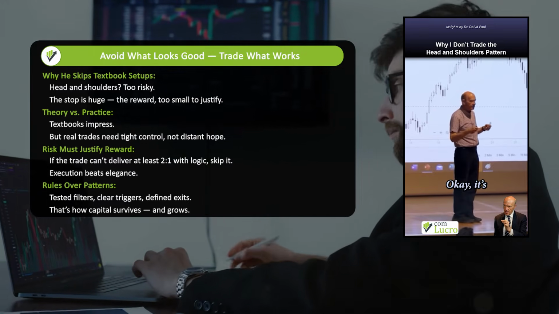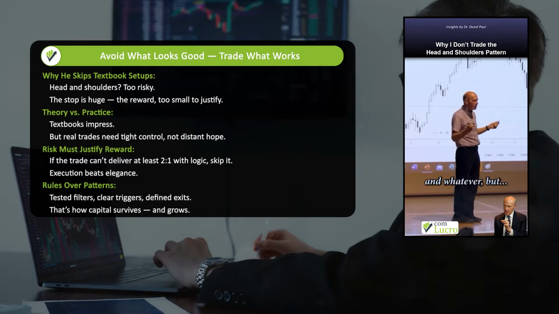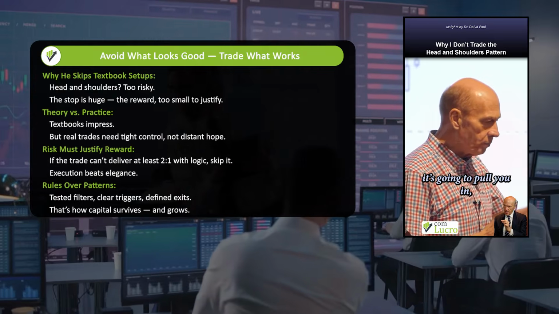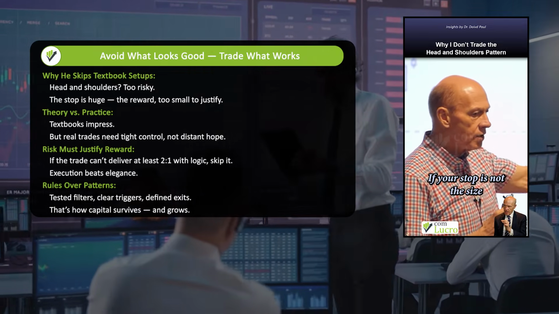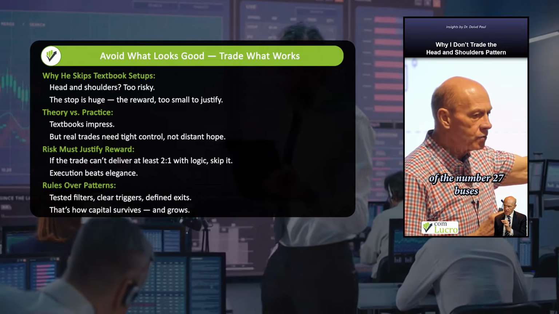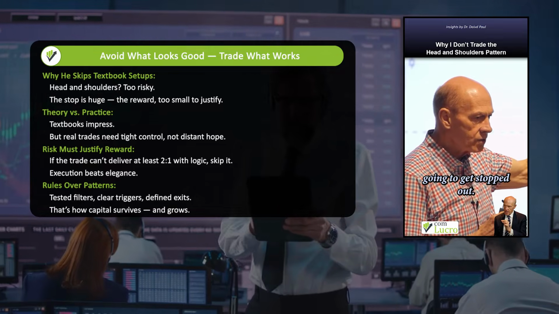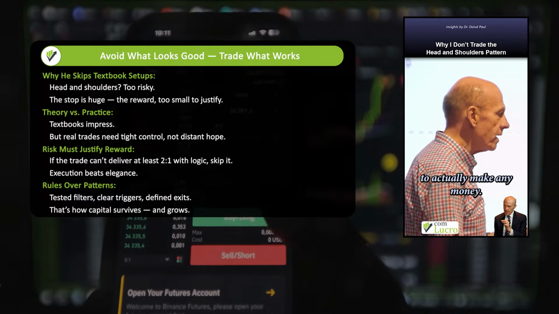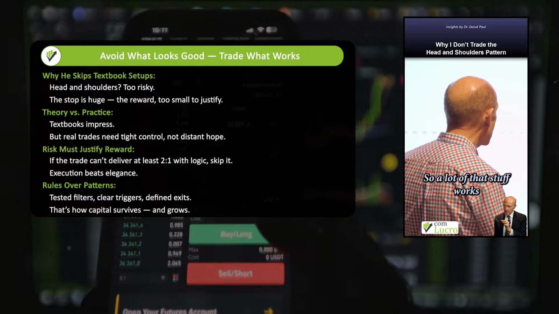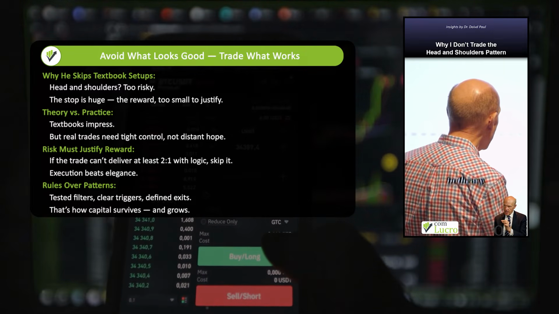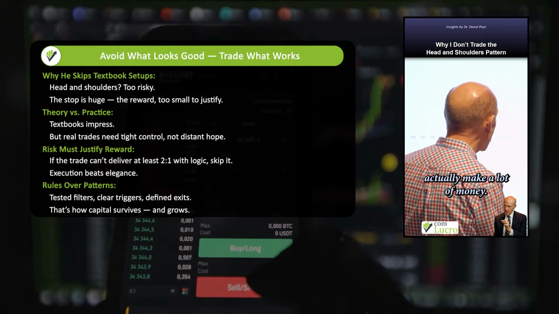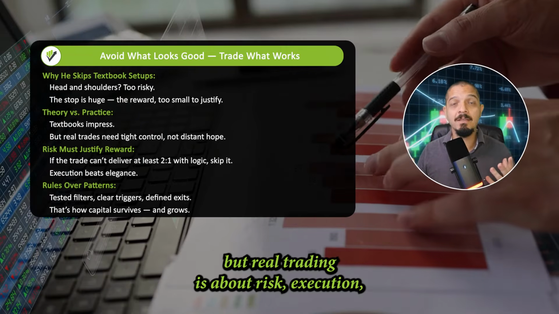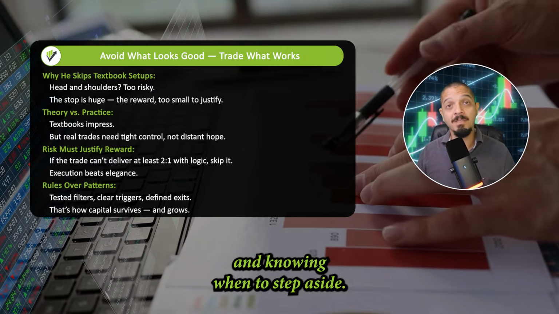Okay, it's great in the textbooks and whatever, but it's going to pull you in. It's then going to go back. If your stop's not the size of a number 27 bus away, you're going to get stopped out, and then it's got to go a hell of a long way for you to actually make any money. So a lot of that stuff works, in theory, but it doesn't actually make a lot of money. Theory might look good on paper, but real trading is about risk, execution, and knowing when to step aside.